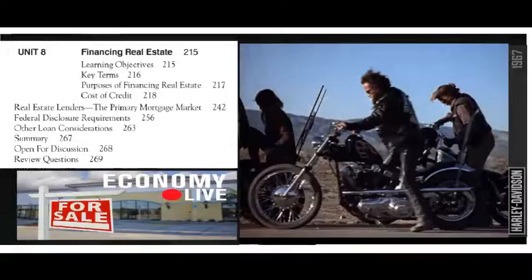Identify the lenders who are part of the primary mortgage market. Define common mortgage plans. And explain California's restrictions on mortgage brokers and state and federal disclosure requirements.